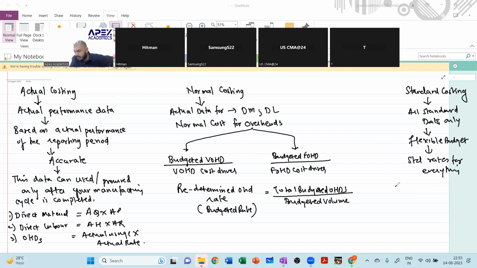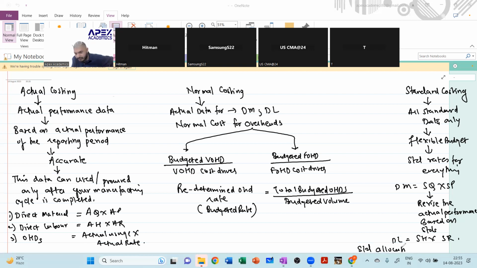Here, direct material will be standard quantity multiplied by standard price. For standard quantity, how will I arrive at it? I will revise the actual performance based on standards available with me. Direct labor similarly is going to be standard hours multiplied by standard rate, and standard allocation basis multiplied by standard rate will give me my overheads.